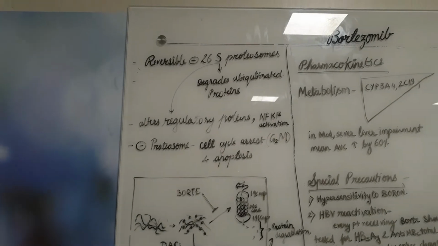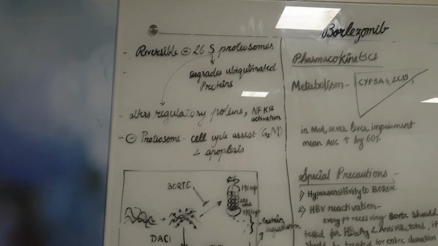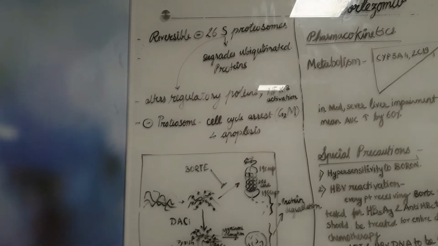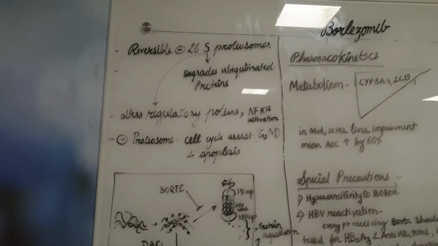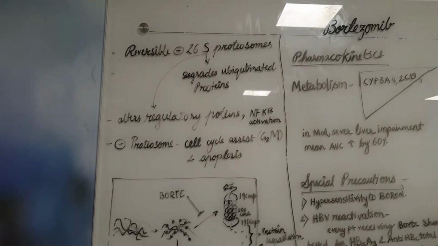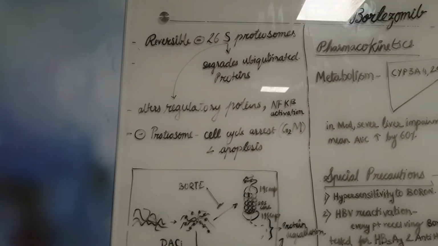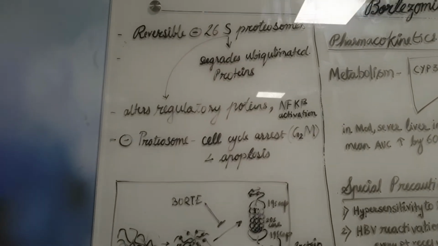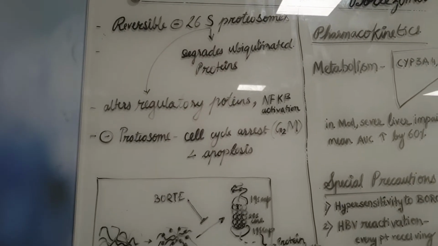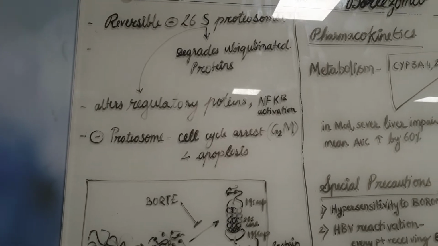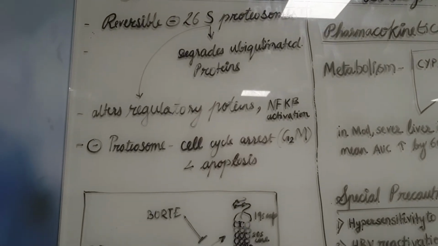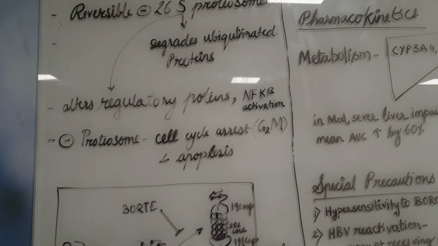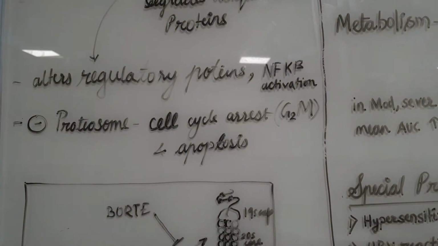Bortezomib is a reversible 26S proteasome inhibitor. The proteasome has a function to degrade the ubiquitinated proteins in the body. So when there is an inhibition of the proteasome, there will be accumulation of such abnormal proteins in the cell, and it will lead to apoptosis of the cell. Due to this, there are altered regulatory proteins in the cell, and the cell cycle is impaired, and it undergoes arrest in the G2M phase. There is also altered activation of the NF-kB pathway.